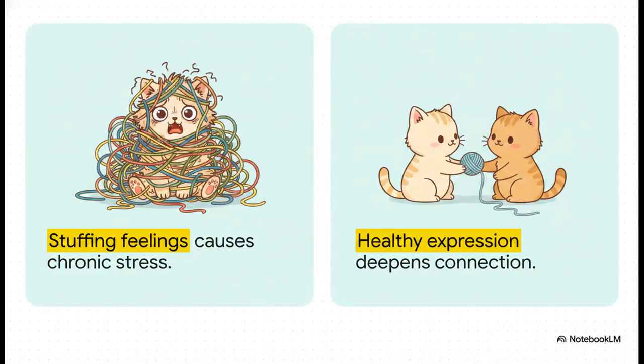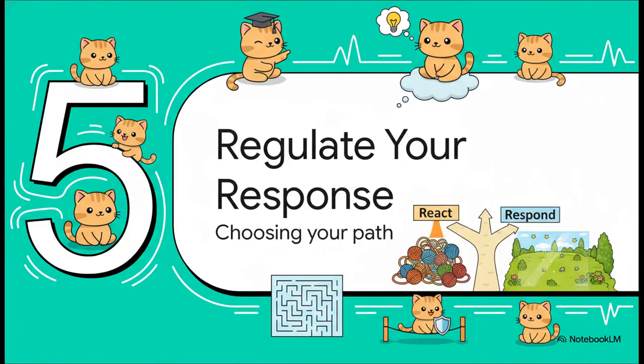Now, why does healthy expression matter so much? Well, because bottling up, or stuffing your feelings, literally keeps your nervous system locked in chronic stress mode. It has some seriously deleterious effects on your body. Healthy expression, on the other hand, actively lowers stress, it boosts your immune function, and it allows that panicked inner kitten to finally just relax and connect. Which leads us perfectly into Section 5, regulate your response, choosing your path.